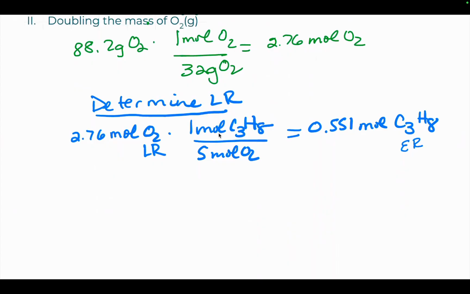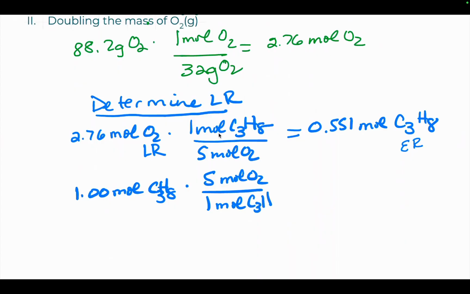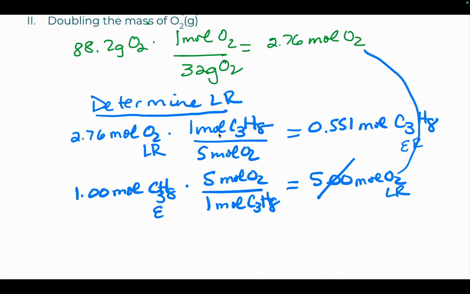You could also go the other way by taking our amount of propane, converting it back to oxygen, and then we get 5 moles of oxygen. And we do not have that. We only have 2.76. Not going to use that number. Oxygen is limiting still, but now a different amount.